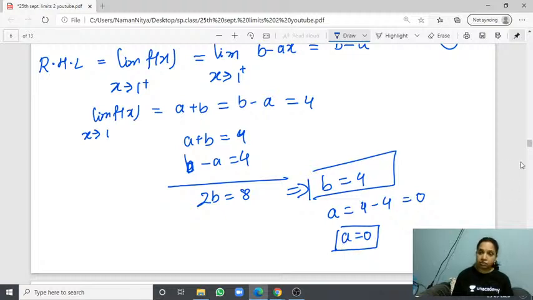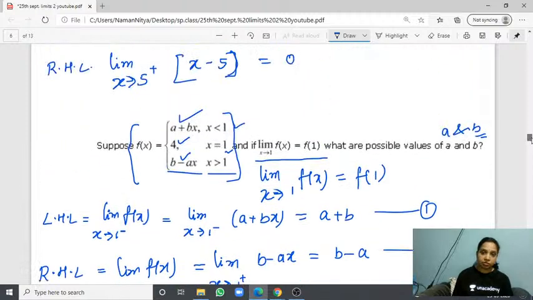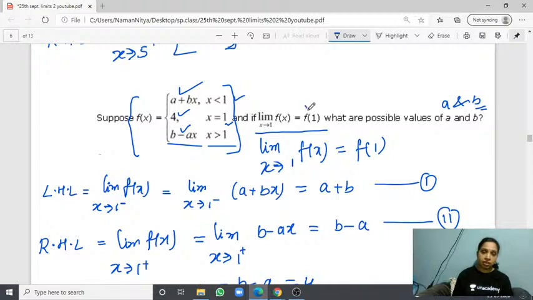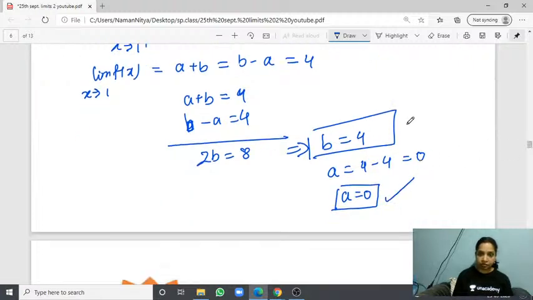Yes. So whatever the given thing we have used, Karthik, we have equated to 4. Both will be equal to 4 only. Because left hand limit and right hand limit should be equal to f of 1. What is the meaning of this? The meaning of this is left hand limit equals f of 1 and right hand limit is also equal to f of 1. So we got two equations. We have solved and we got the values. I hope it is clear to everyone.